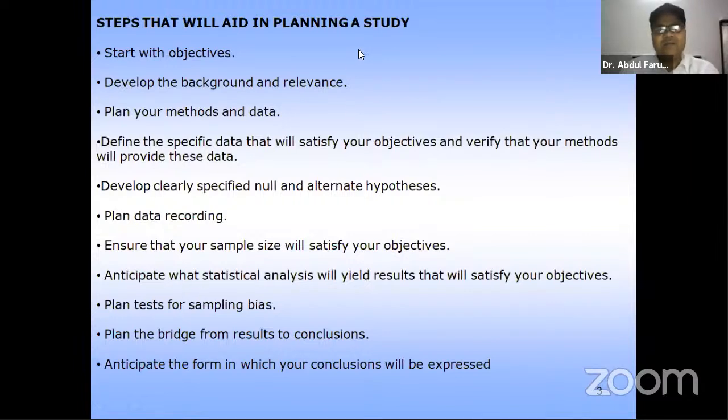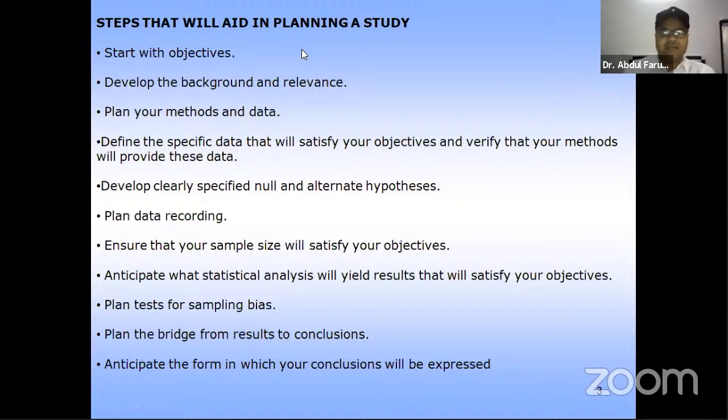Now when we plan any study, we consider several points. First we start with our objectives, and we develop the background and relevance. Define specific data that will satisfy our objectives, and verify that our method will provide this data. Develop clearly specified hypotheses, plan data recording, ensure that your sample size will satisfy our objectives, anticipate what statistical analysis will yield results that satisfy your objectives, plan tests for sampling bias, plan the bridge from the results to the conclusion, and anticipate the form in which your conclusion will be expressed.